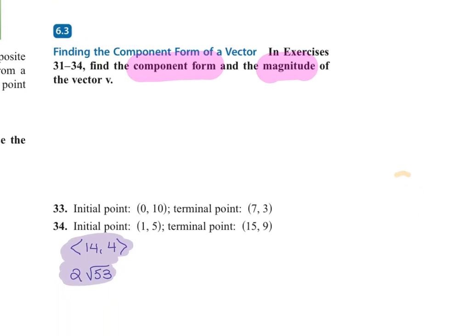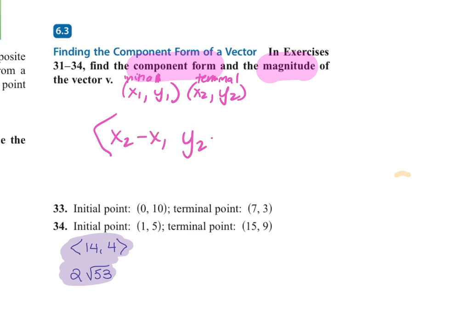6.3 and 6.4 were your vectors. So this started, you need to know your component form and your magnitude. So if I have coordinate point x1, y1, and x2, y2, and this is my initial, and this is my terminal, then the component form is x2 minus x1, comma, y2 minus y1.